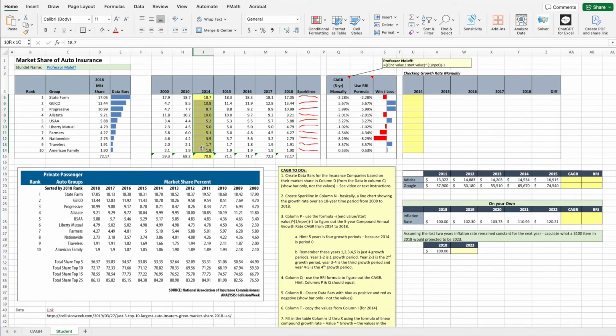So we're going to take this data from 2014, Command or Control C, come over here, Command or Control V. So that's the market share we started with. Okay. And now what we'll do is we will multiply this by our growth rate each year. So it's equals, so this is what we started with, 18.7. And we're going to multiply that times. Now what we can't do is just multiply it by this negative 2.28, like we did before. We need to multiply it by the 1 plus this number.